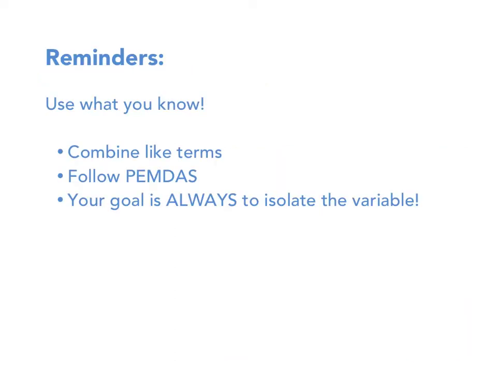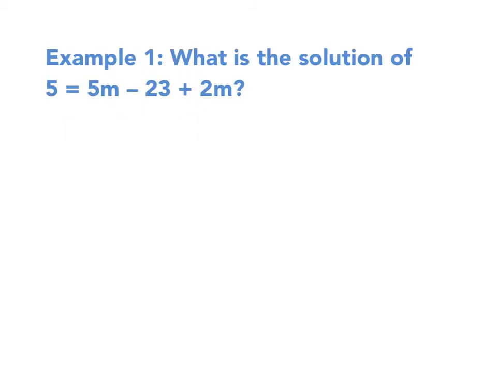So some reminders for this topic of solving multi-step equations: use what you know, combine like terms on both sides, follow PEMDAS, order of operations, and remember your goal is always to isolate the variable. So write down example 1. What is the solution of this problem right here? 5 equals 5m minus 23 plus 2m.